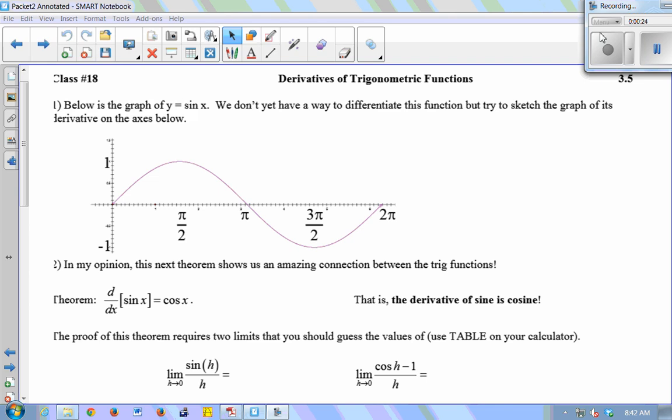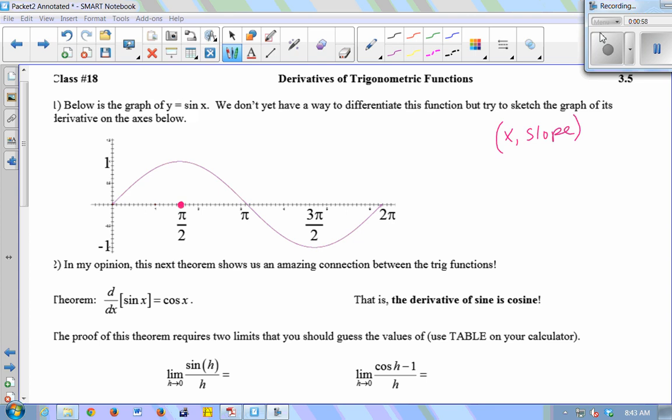We don't have a way to come up with a formula for its derivative yet, but we can sketch the derivative of any function. Right? So I'm going to try to sketch the derivative of this function, remembering that when you sketch a derivative, you're sketching points that are of the form x comma slope, right? So at pi over 2, when x is pi over 2, what's the slope of the tangent line? 0. So I put a 0 at pi over 2.